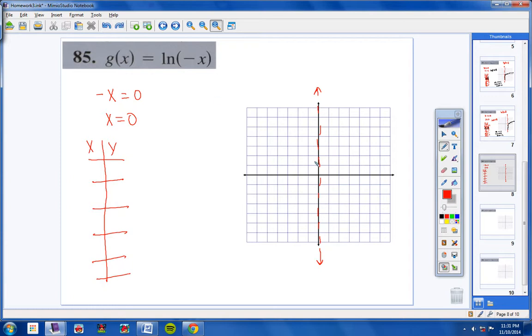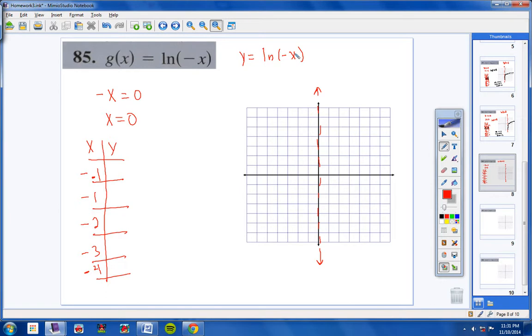Okay? So here we go. First of all, to go barely to the left of this would be negative 0.1. And the next would be negative 1, then negative 2, negative 3, negative 4. Okay? Now, enter this into your calculator. Hit your y equals button. Okay, y equals. And then you're going to hit natural log, parentheses, negative x, close your parentheses, okay?